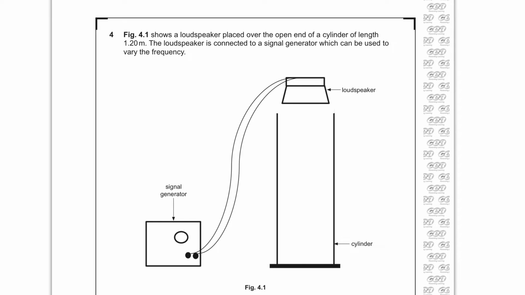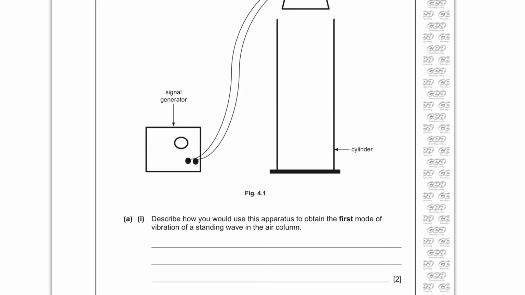Question 4 shows a loudspeaker placed over the open end of a cylinder of length 1.2 meters. The loudspeaker is connected to a signal generator which can be used to vary the frequency. Describe how you would use this apparatus to obtain the first mode of vibration of a standing wave in the air column.